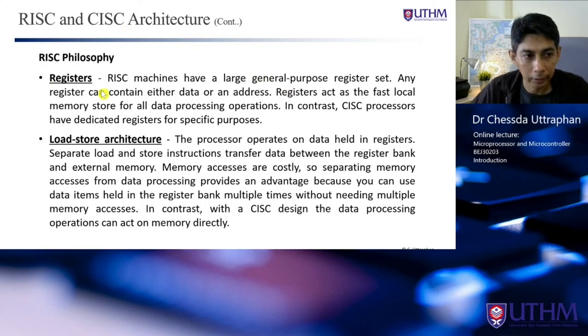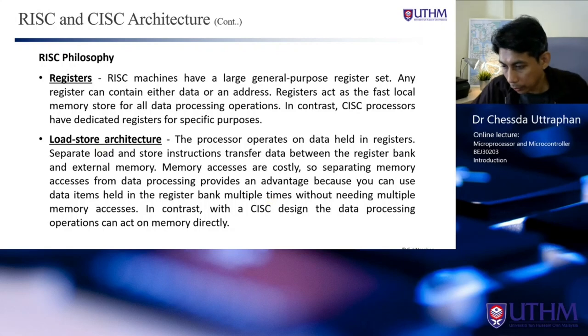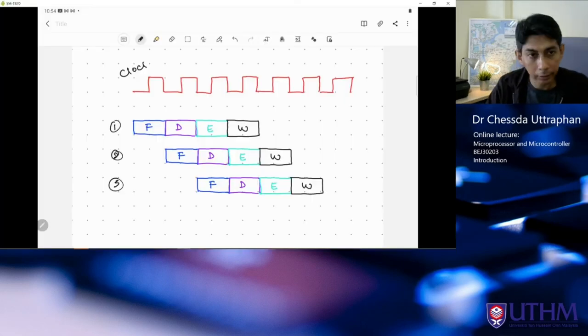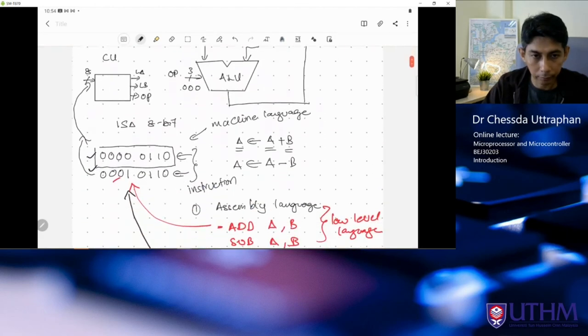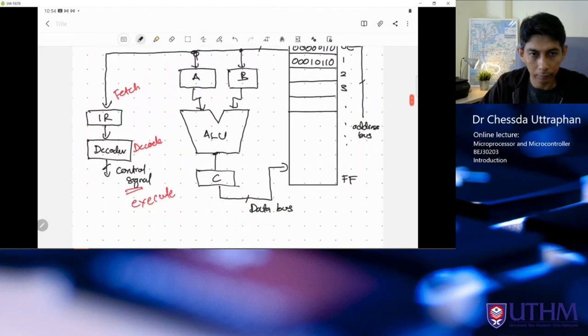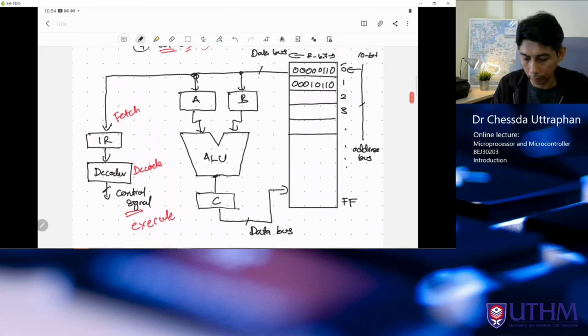All right, so very easy. And the last one is unique to RISC also, as compared to CISC. We call it the load store architecture. What is load store architecture? Load store architecture is this. We need to go back to the architecture. This one. Back to this one.